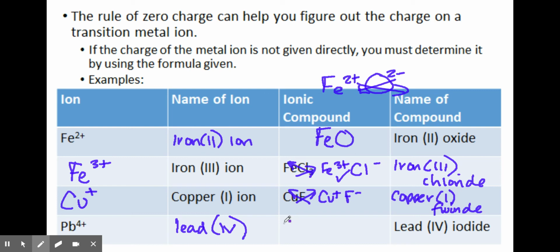Okay, so take a look. I have Pb with a +4 charge and iodine with a -1 charge. To get my correct formula, I have to cross my charges over. This gives me PbI4. Okay?